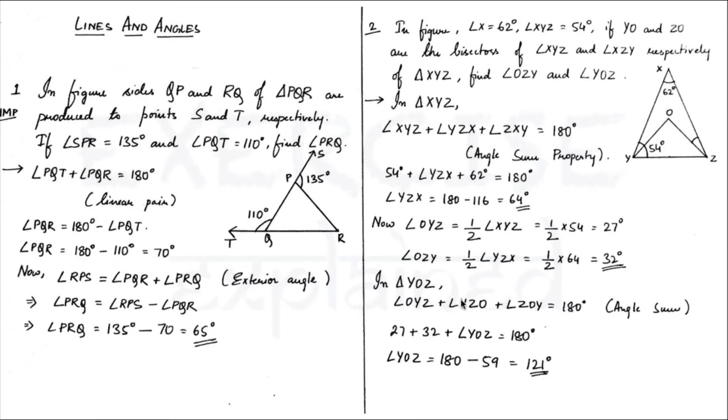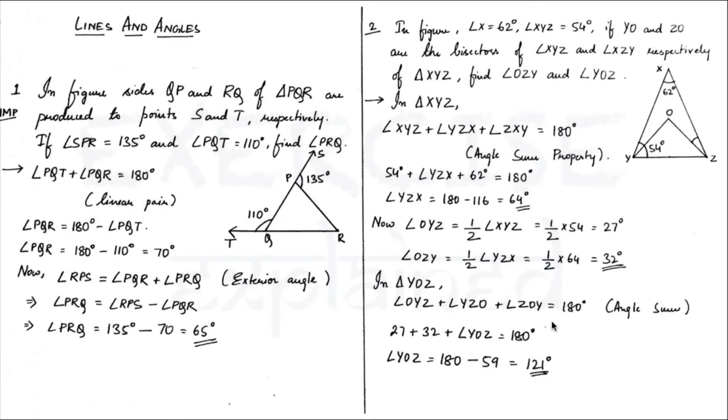So what I do is OYZ plus ZYO plus ZOY is equal to 180 degrees. Now we know a few things here. We know the value of OYZ, that is 27 degrees, and OZY, that is equal to 32 degrees. So once we add these two, and that is being added to ZOY, everything equals 180 degrees. It's all because of the angle sum property of a triangle. So 27 added with 32 gives me 59.